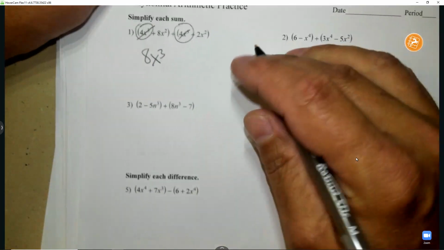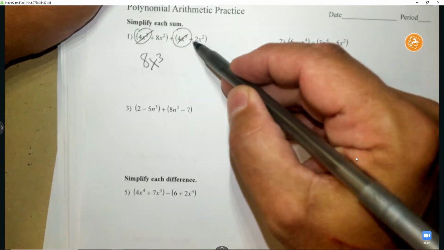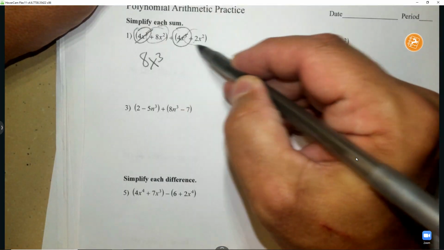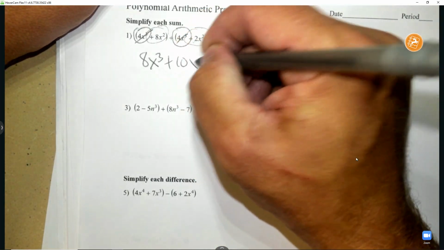I then cross it out. And then the next term is x squared. They're like terms too. 8 plus 2, and I get 10x squared. And that's it.